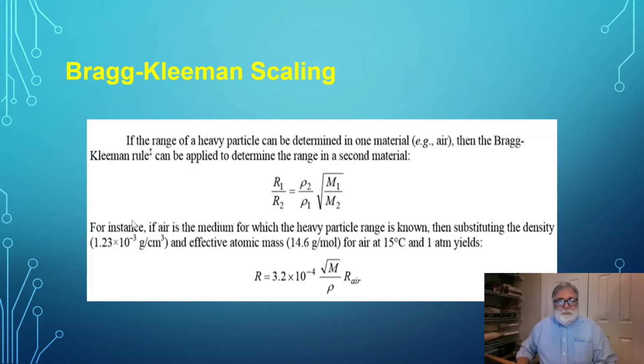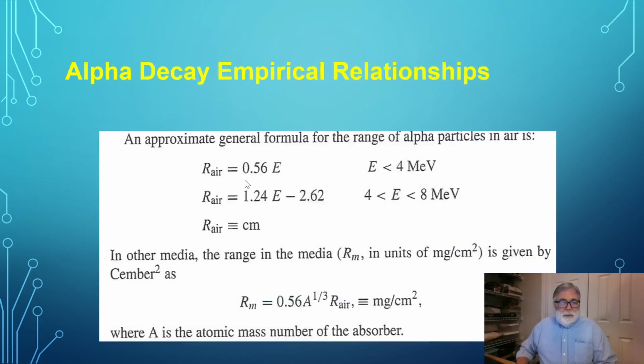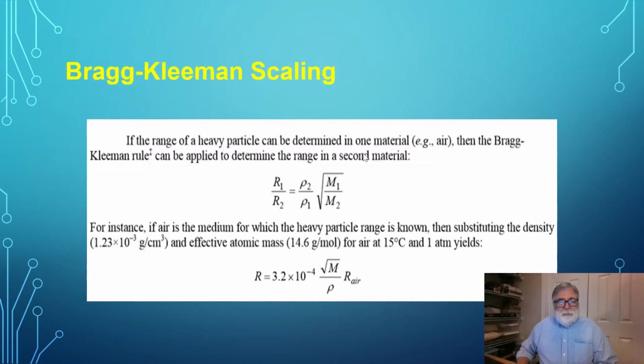So if we know the range in one medium, then we can use the density of air. It's 1.23 times 10 to the minus 3 grams per cubic centimeter, and the effective atomic mass of air, 14.6 grams per mole. It's because air is composed primarily of nitrogen and oxygen. Add up their relative contributions, and this is the number we get.